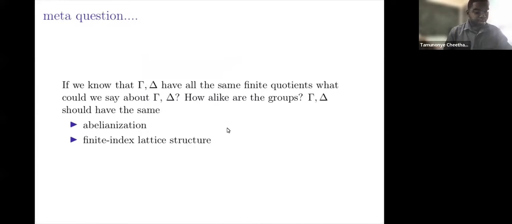Yes, and more interestingly, we have a correspondence theorem: the finite index lattice structure of both groups is the same. In particular, when two groups have all the same finite quotients, there is a correspondence of their finite index subgroups, a correspondence of indices, a correspondence of normality, a full correspondence of the finite index lattice structure of the two groups.